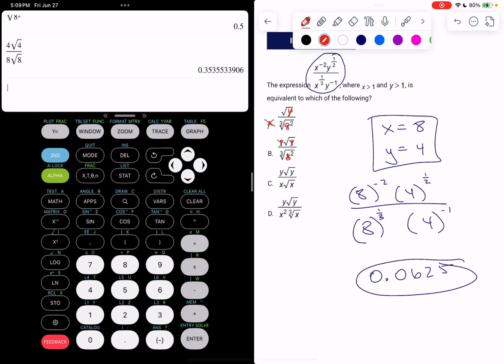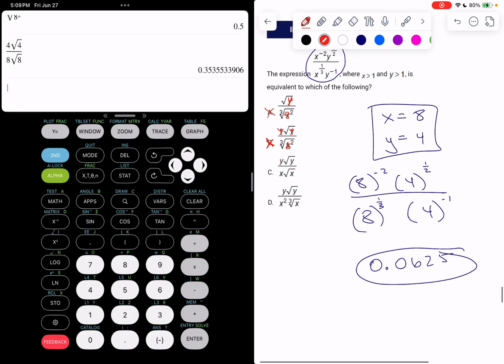Not what we wanted. All right, let's try this guy. We're going to have 4 square root 4. Wait a minute. Oh, yeah, we just tried this guy. So now we have to try D. Let's try D. We're going to have 4 square root 4 over 8 squared cube root of 8.